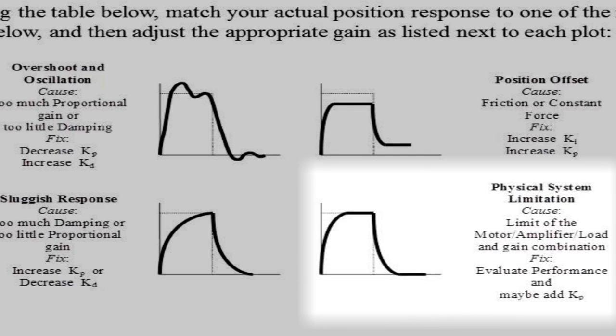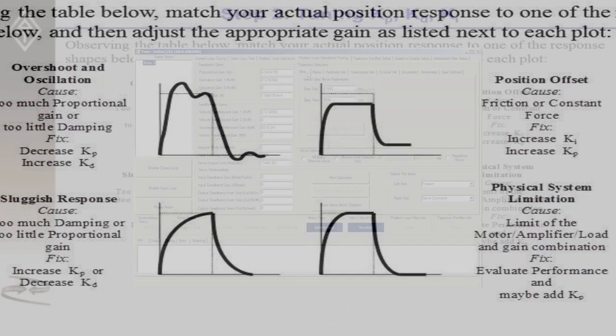The bottom right corner shows the physical limitation of the system. If you see this kind of response, you may have maxed out your system's capabilities, but it might also be possible that you just need to add more Kp, so try that first. This sort of shape can occur if you subject the motor to a move that's too difficult for the motor amplifier and load combination. The magnitude of the gain you need to use will vary depending on your system. The higher the resolution your motor's feedback is, the smaller the gains will need to be.